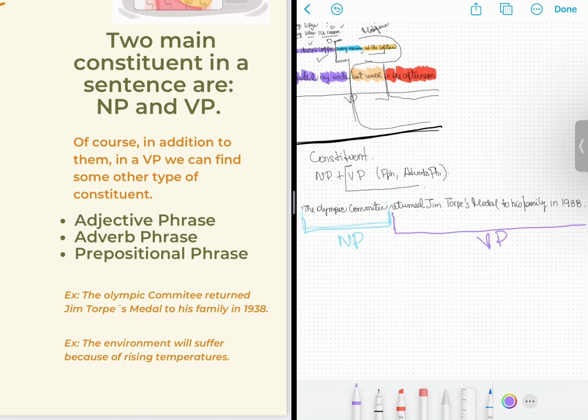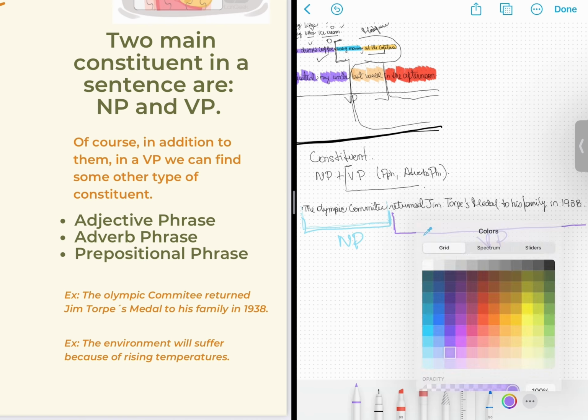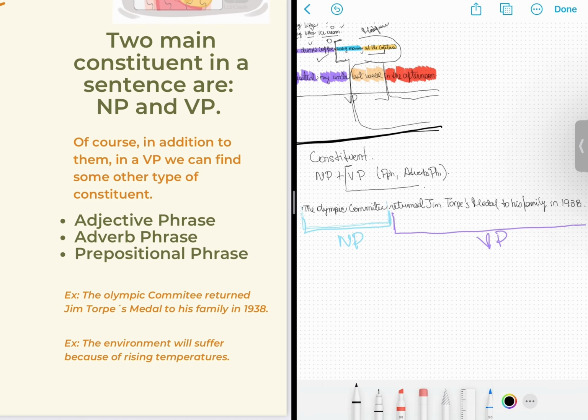What are constituents? A word or a group of words. Okay. Return, then we immediately realize that return is going to be my verb. In this sentence, I said, return Jim Thorpe's medal to his family in 1938. Oh, many phrases in there, right?